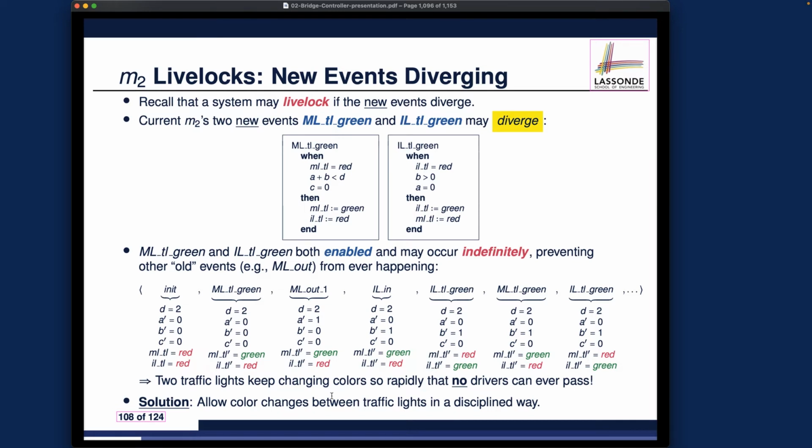The idea is we want to show that the color changes of the traffic light should be done in a disciplined way. And the way to do it, we want to do something with the enabledness of these two events. To do that, we have to introduce new variables and put these variables in the guards and also in the actions for the various events. So we can try to control the lights in a more disciplined way without any divergence. Let's see exactly how we do this.